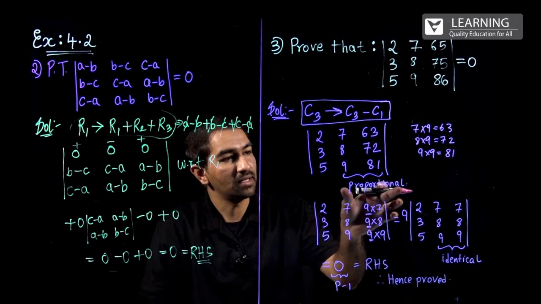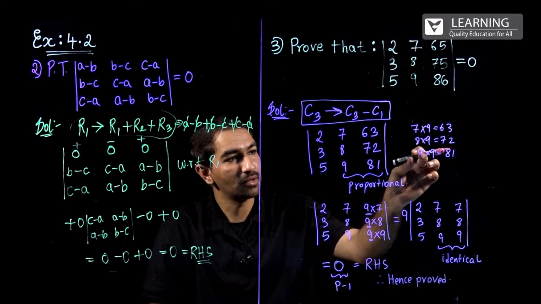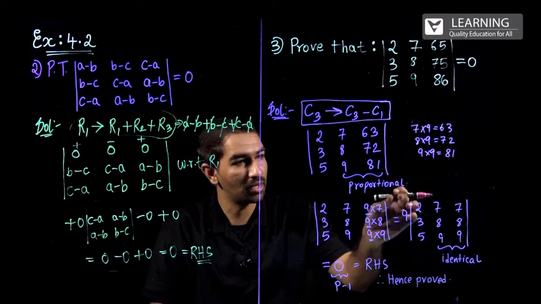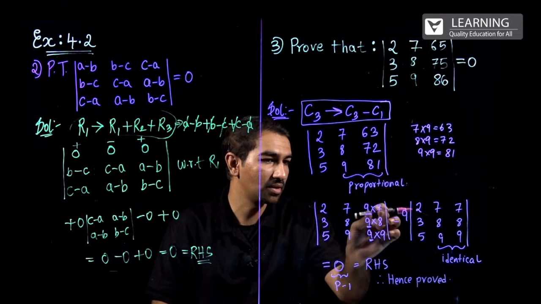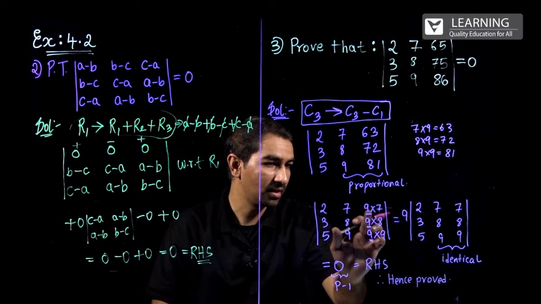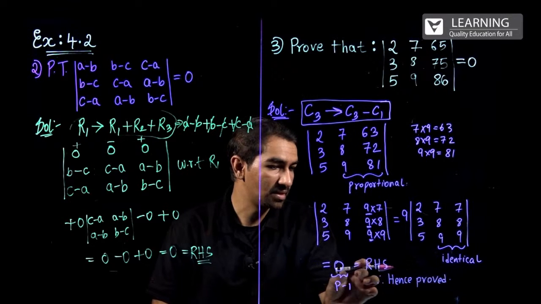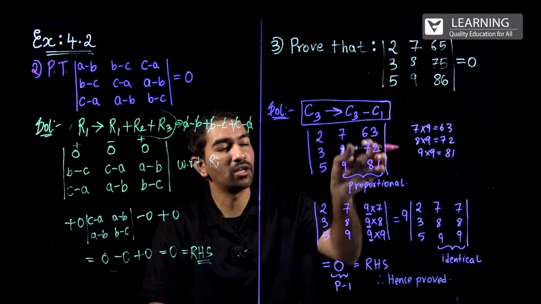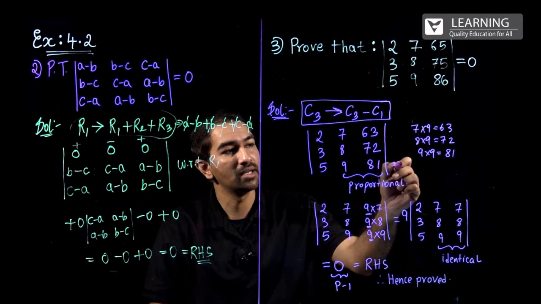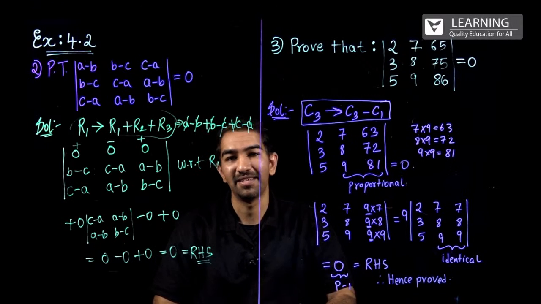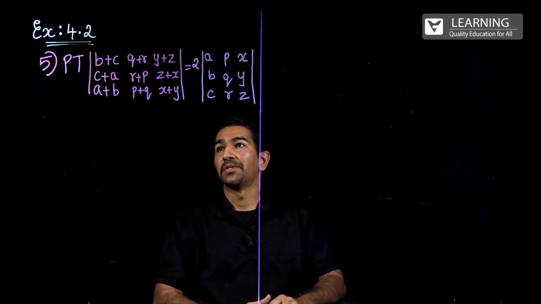So students, see this. If it is proportional, directly you can write 0. I just showed you how that becomes equal to 0. So expressing it as a product, taking out 9 common, then it will become identical. It will become 0 here. So as soon as you see any two columns or rows are proportional, directly you can write 0 here itself. Understood? Moving on to the next problem, students.